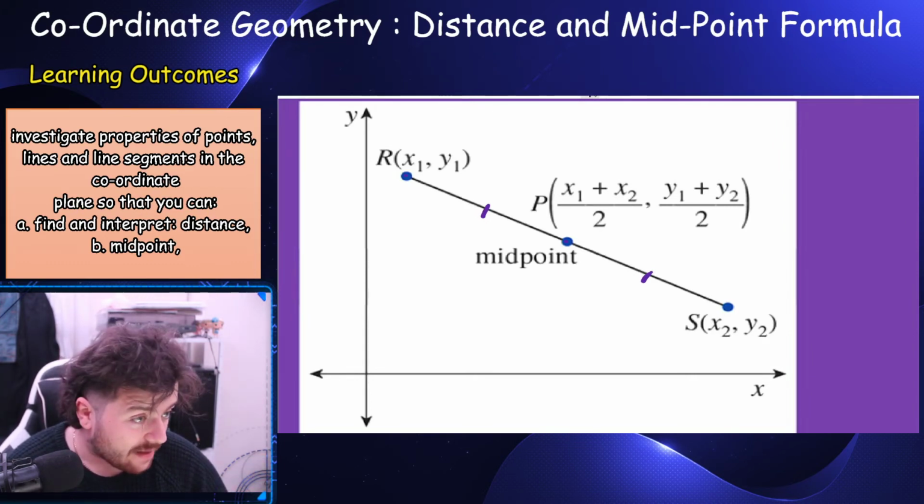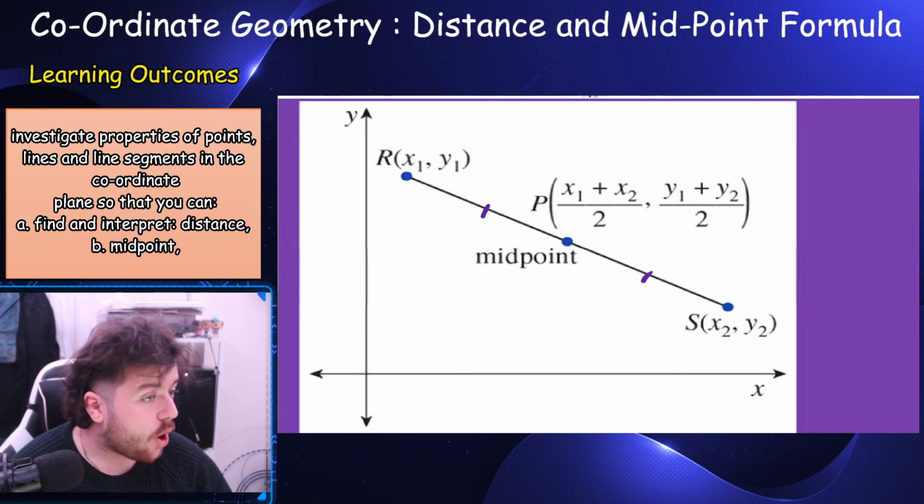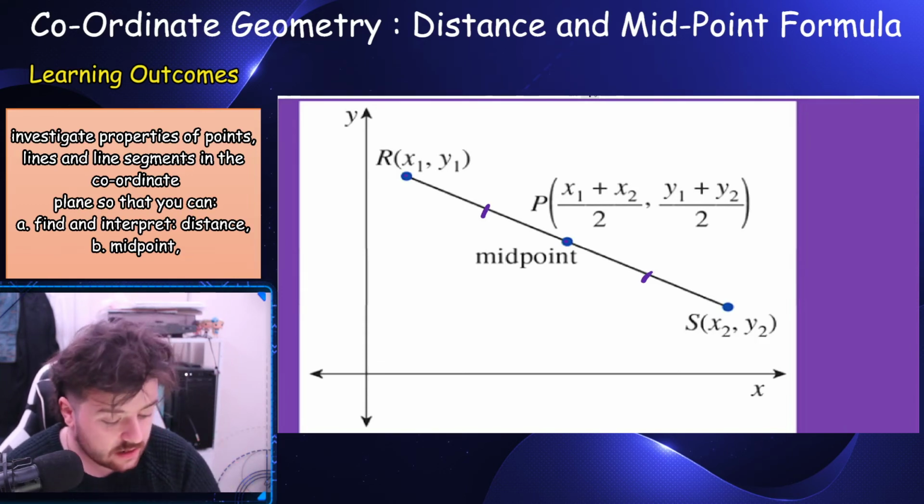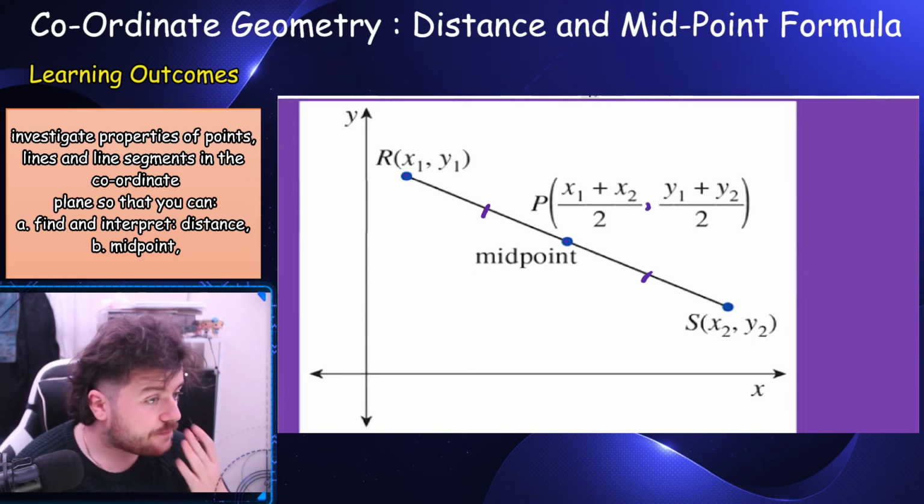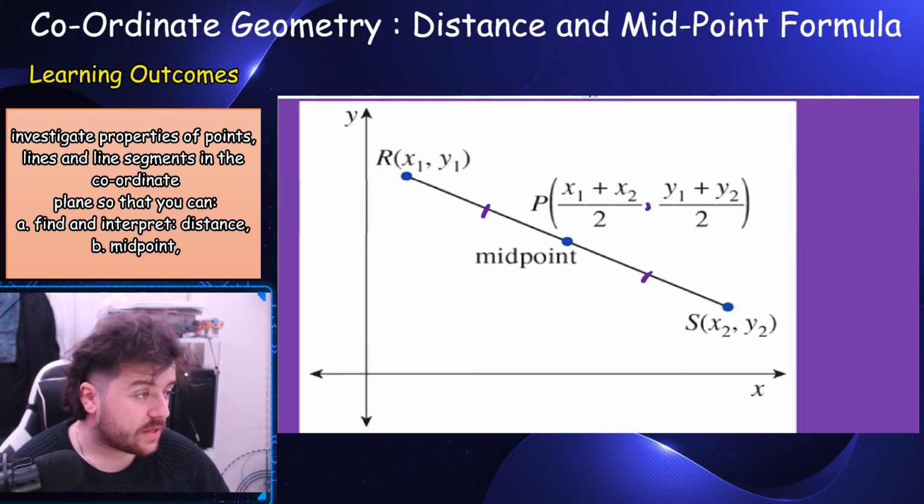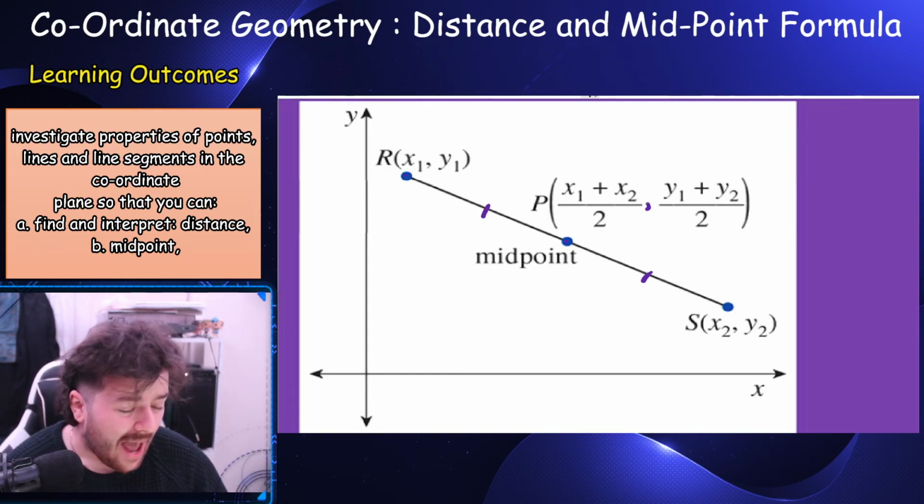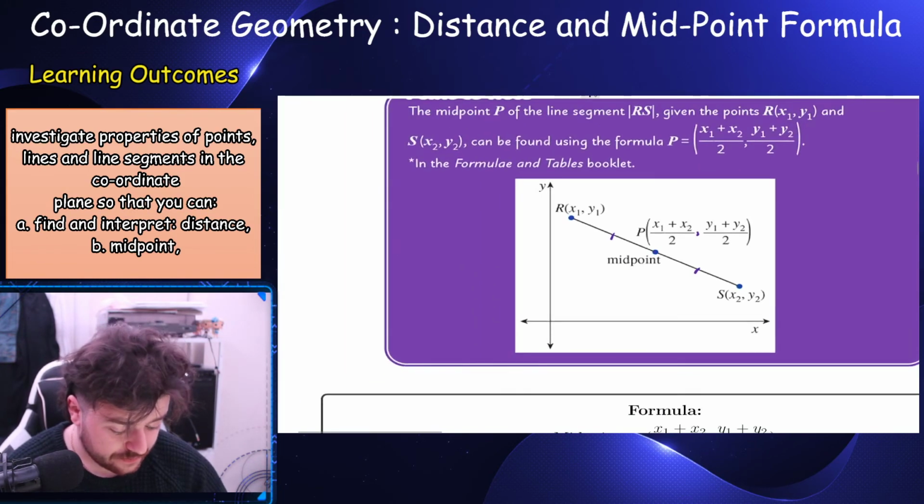And that formula is given by x1 plus x2 all over 2. That would be my x coordinate. And then my y coordinate is given by y1 plus y2 all over 2. So I'm just finding the average x coordinate and the average y coordinate, and that's it.